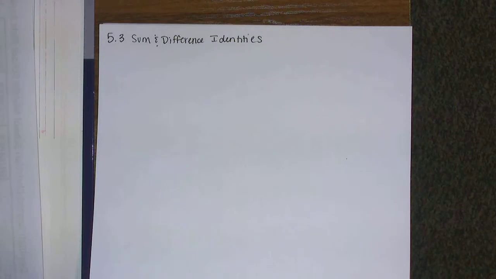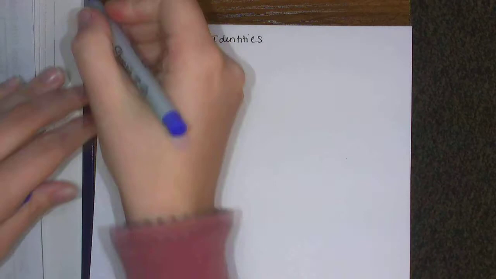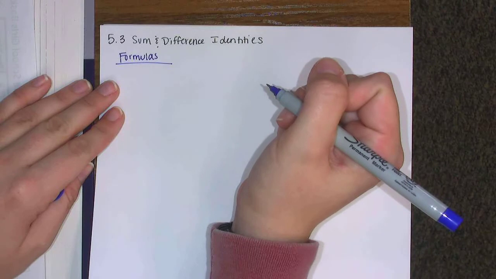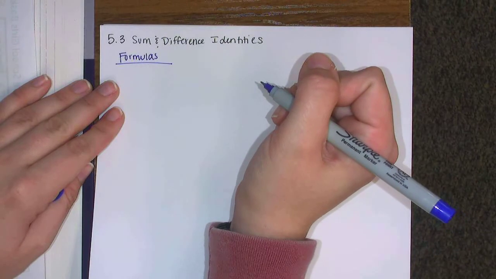Okay, so we have 6 formulas, identities, whatever you want to call them, that we need to jot down. So the formulas, we have 2 for cosine, 2 for sine, and 2 for tangent. Okay, and there's a sum and a difference one.